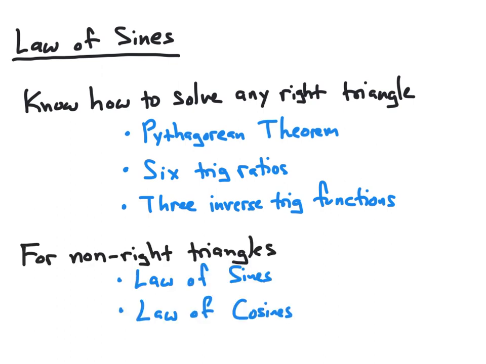When it comes to non-right triangles, there are 2 basic rules that can be used to solve them, the law of sines and the law of cosines. Sometimes both of these can be used on a given triangle, but often only one can, depending on what information we're given in terms of the sides and angles of the triangle. In this video, we focus on the law of sines and looking at where it comes from and also how it is used.